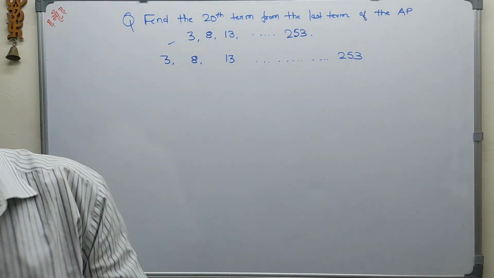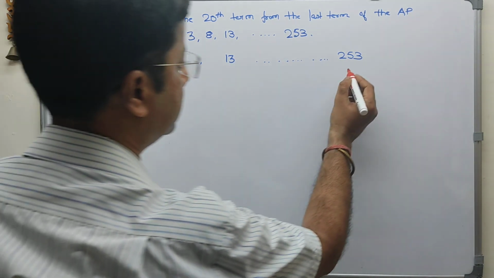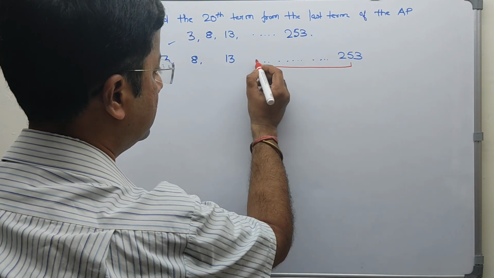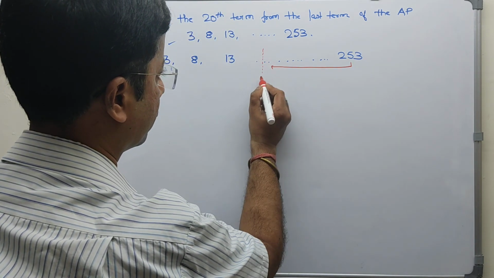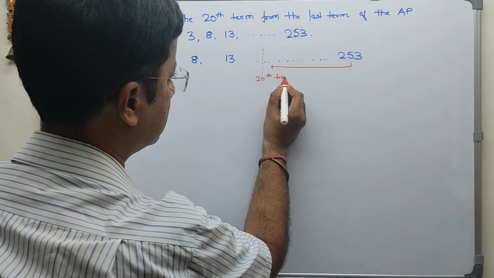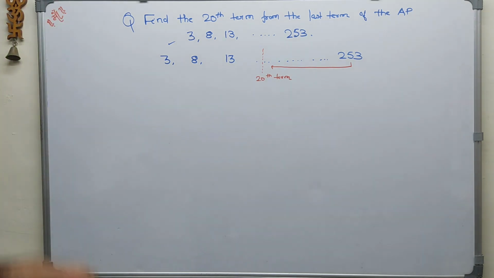It means we have to start from here and move backward, and find where the 28th term is. This we need to find out, right? So it's very easy.